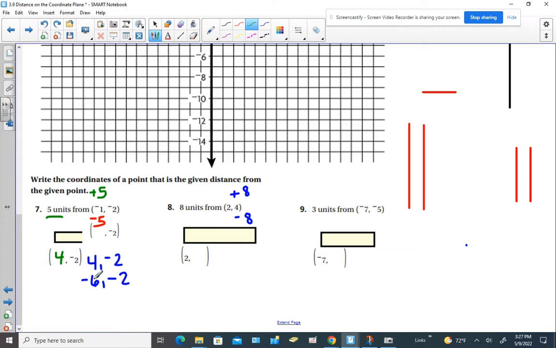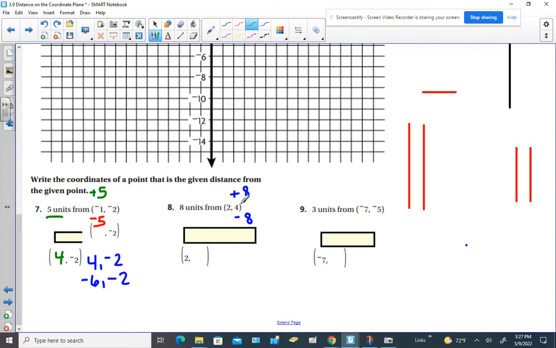So let's try that with number 8. We're going to try the idea of adding integers rather than plotting. So for number 8, they want that 8 units from 2, 4. Now we're going to plot that after, but let's talk about the shortcut. So if the x has to stay the same, then that means you're either adding 8 to 4 or you're subtracting 8 from 4 to go the other way.